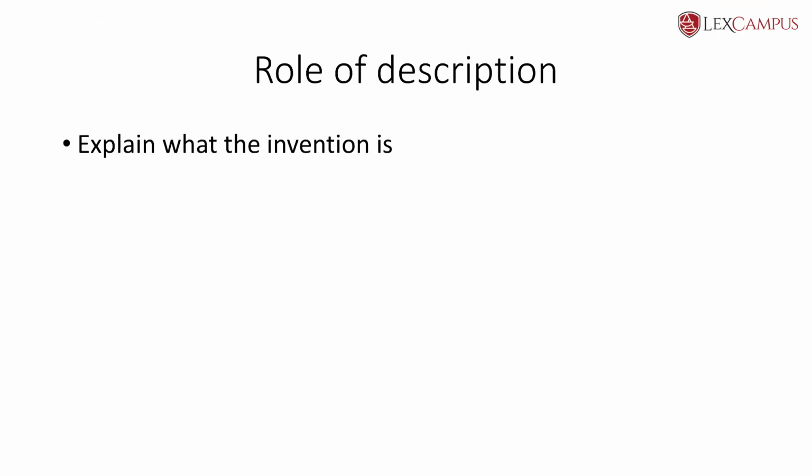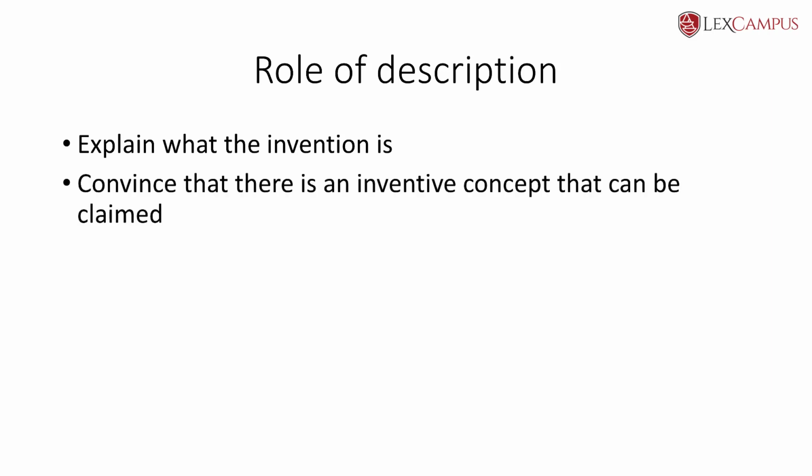Now let's quickly run through the role of the description, or the descriptive part of the patent specification, before we see what are the different parts and what are their functions. It explains what the invention is. In the descriptive part, you convince the examiner or the patent office that there is an inventive concept that can be claimed, because the descriptive part comes before the claim. And what you do in the descriptive part, apart from supporting the claim, is convince that there is something inventive. It also supports and explains the claim.